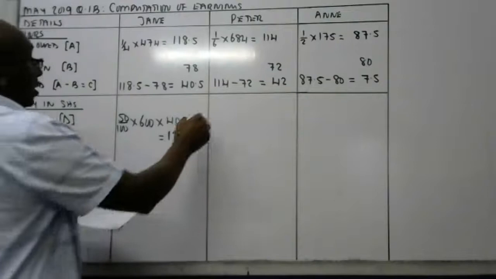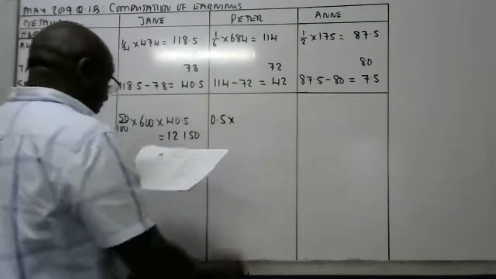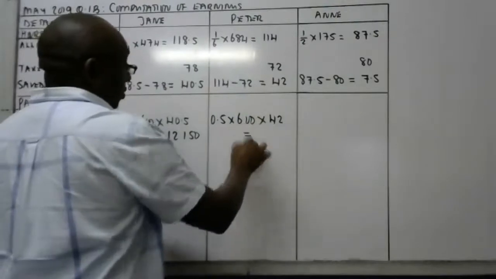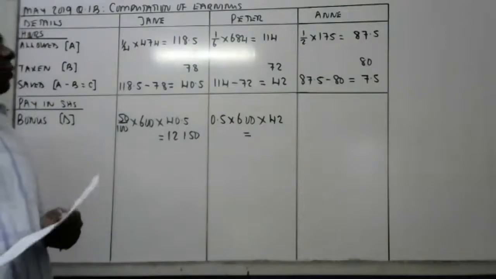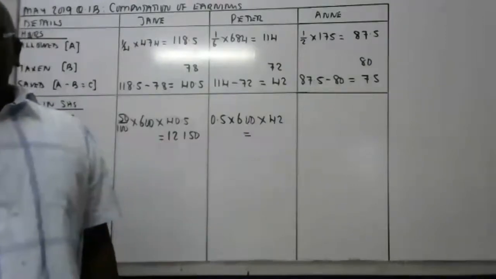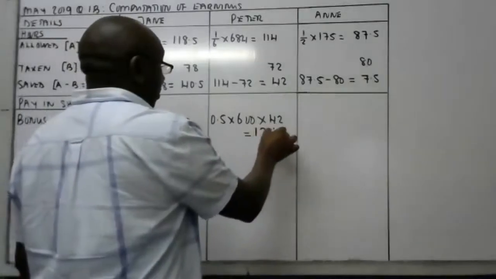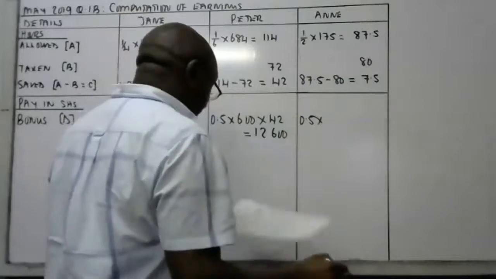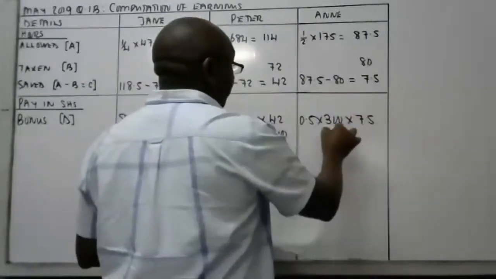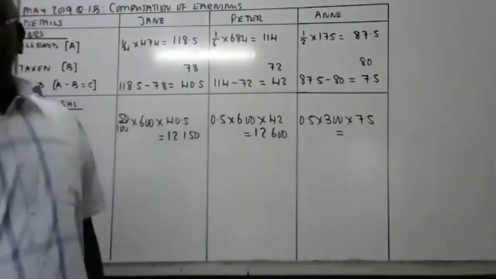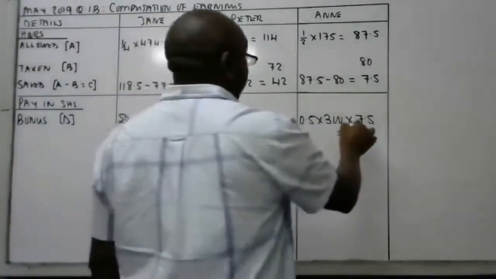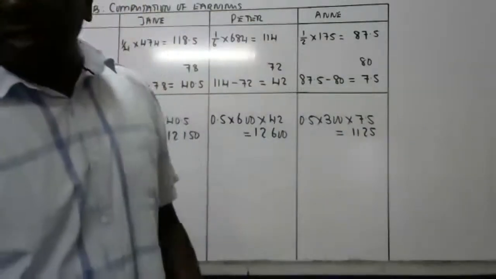Then we do the same thing: 0.5 of 600 times the hours saved, 42, gives 12,600. Then 0.5 times 300 times 7.5 gives 1,125.